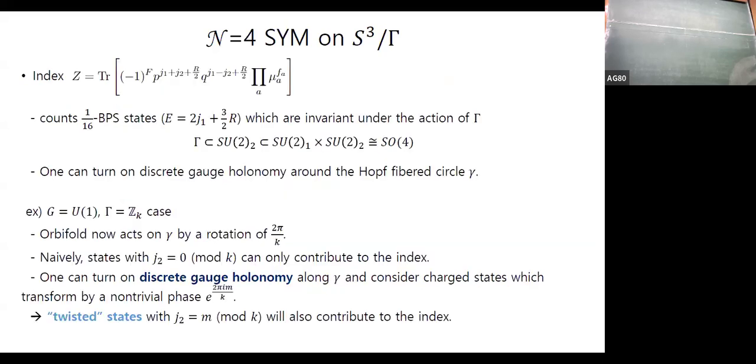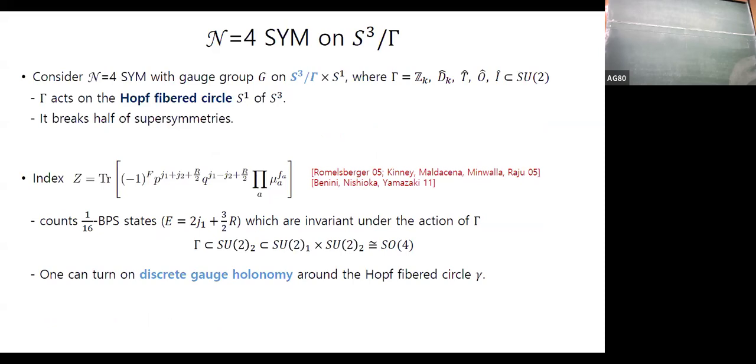So to have some better intuition, let me give you an easy example. Let us consider the U(1) case, where the orbifold action is nothing but Z_k. The orbifold now acts on the Hopf fiber circle by a rotation of 2π over k, and naively states with J2 equals 0 mod k can only contribute to the index. They are the invariant states under the action of gamma, the action of Z_k. Gamma acts on the Hopf fiber circle.